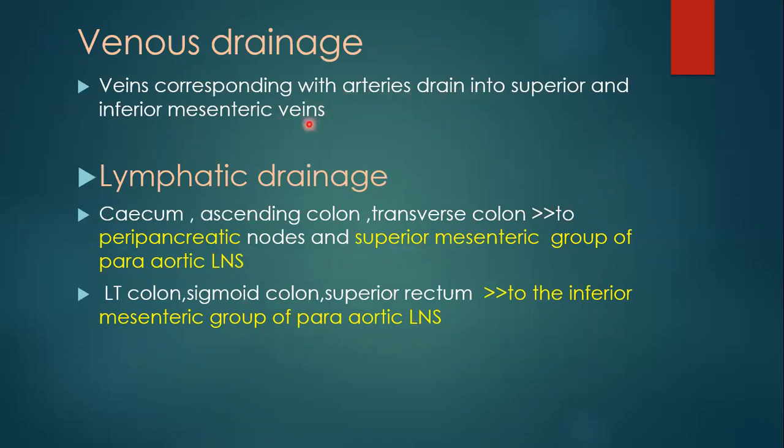Lymphatic drainage. The cecum, ascending colon and the transverse colon drain to the peripancreatic nodes and the superior mesenteric group of para-aortic lymph nodes. The left colon, sigmoid colon and superior rectum drain into the inferior mesenteric group of para-aortic lymph nodes.